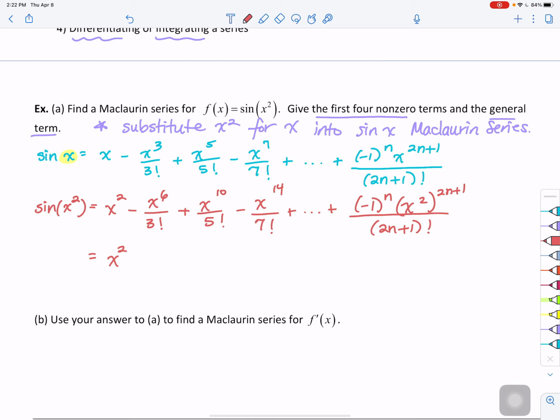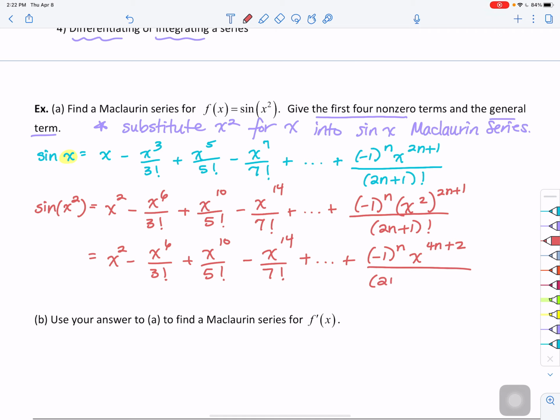Let's simplify this. x squared minus x to the 6th over 3 factorial plus x to the 10th over 5 factorial minus x to the 14th over 7 factorial, plus ... And we have negative 1 to the n and x to the 4n plus 2 power, all over 2n plus 1 factorial. Isn't that something? And that is the first 4 non-zero terms and the general term.